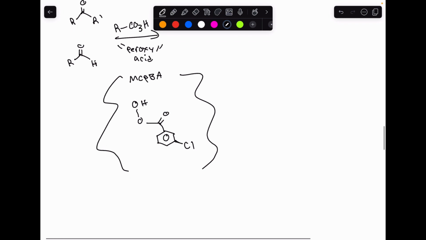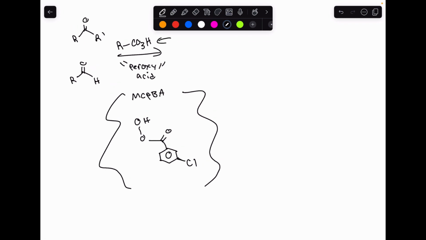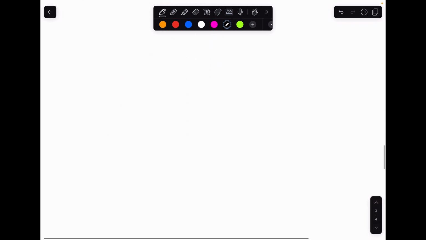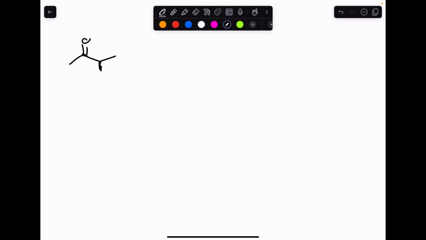Now, for this example, let's just use an R group as our substituent on the peroxy acid. So, let's do the actual mechanism now with a random ketone. Let's use this as our starting ketone. And let's treat this with our peroxy acid. And let's do a methoxy group.